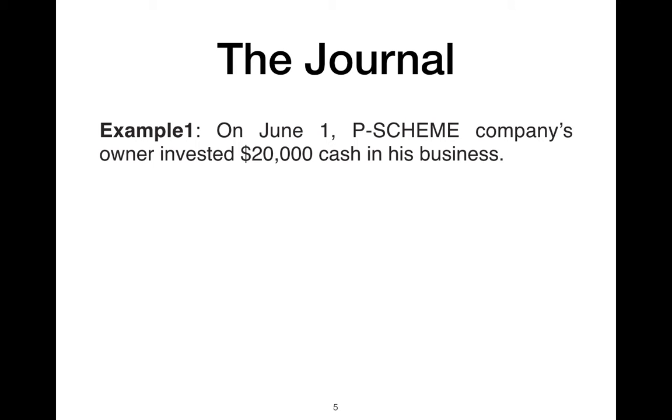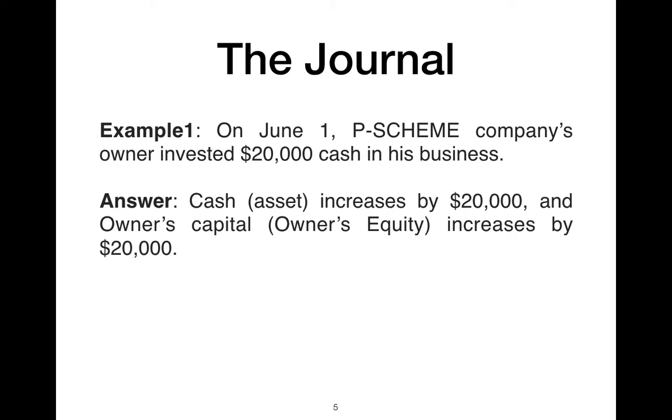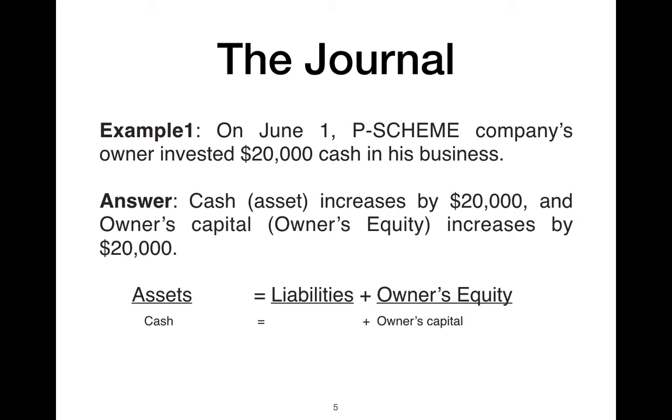In example 1, we have 20,000 US dollars invested by the owner of P Scheme Company on June 1. The amount was paid by the owner in cash. Accordingly, cash increased by 20,000 US dollars and the owner's capital increased by the same amount. So we have a 20,000 US dollar increase on both sides of the accounting equation.